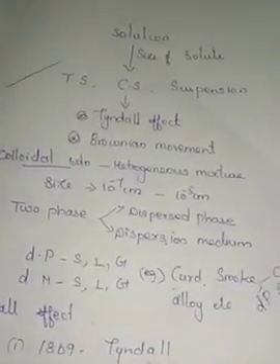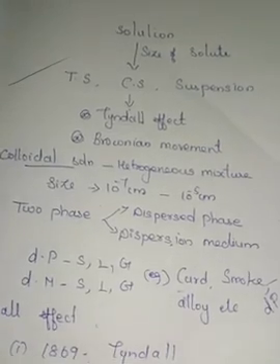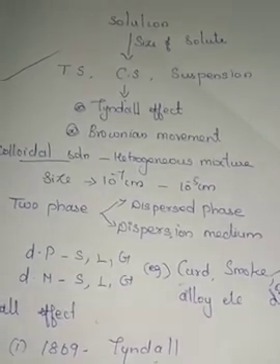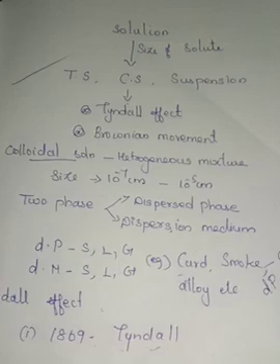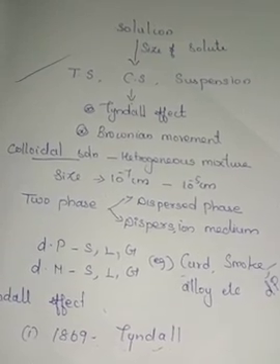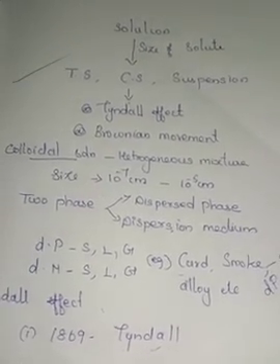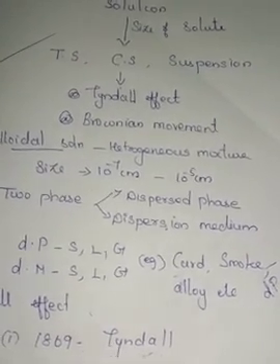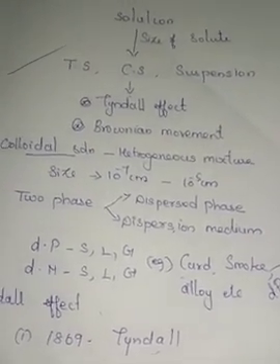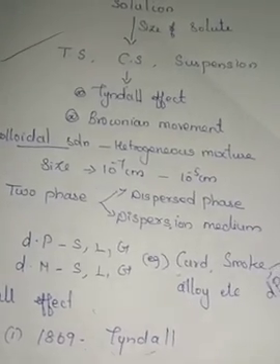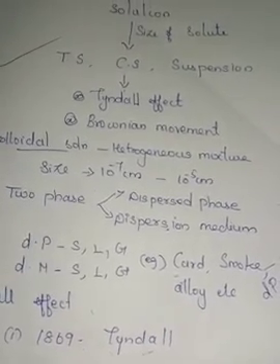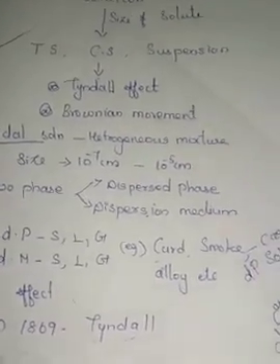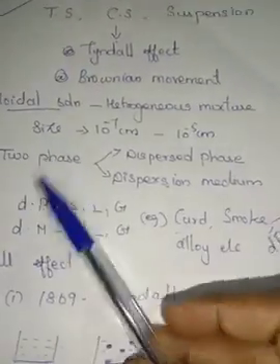Heterogeneous mixture. Size is 10 power minus 7 centimeter to 10 power minus 5 centimeter. Less than 10 power minus 7 means a true solution. Greater than 10 power minus 5 means it's a suspension. Okay.